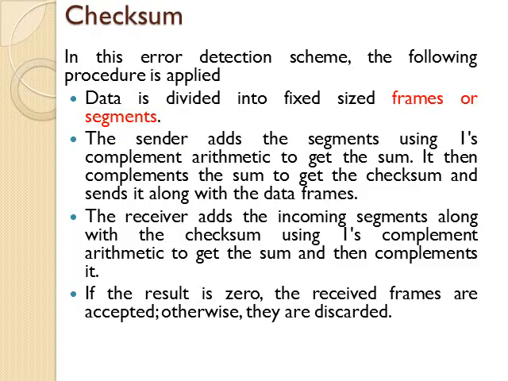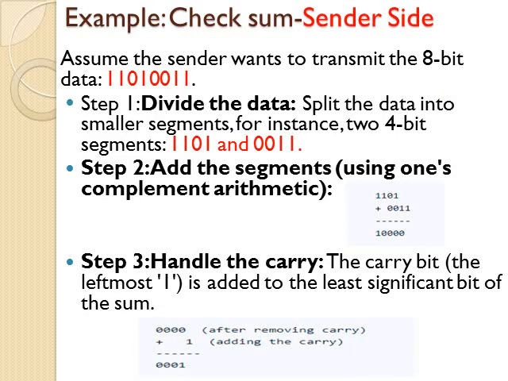Let us see an example for this checksum. At the sender side, assume that the sender wants to transmit 8-bit data, that is 11010011. The first step is to divide the data. Here we have 8 bits, hence we divide the bits into 4 bits each. The next step, step 2, is to add the segments. So using 1's complement arithmetic, we add 1101 and 0011, and we get 10000.